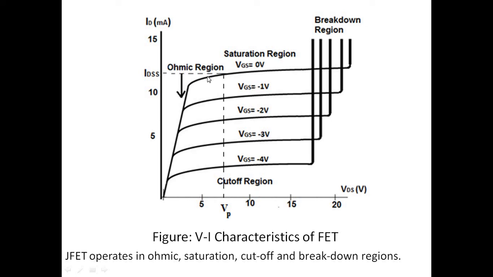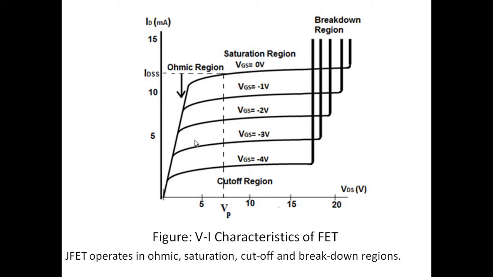In this we have the three regions. One is ohmic, another one is saturation, another one is the breakdown region. Let us understand what exactly is meant by the ohmic region, saturation and breakdown regions. In the ohmic region, as you increase the value of VDS, ID also increases. That is basically the ohmic region. In case of saturation, the drain current remains constant; even if you increase the value of VDS, ID remains constant. That is the saturation region.